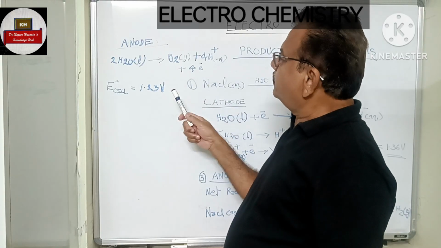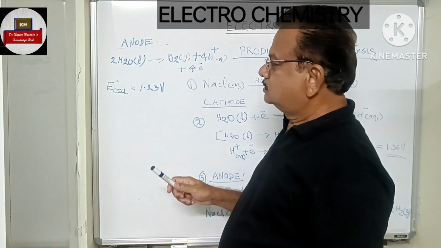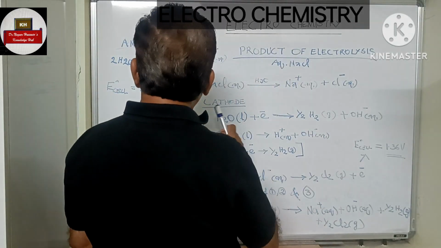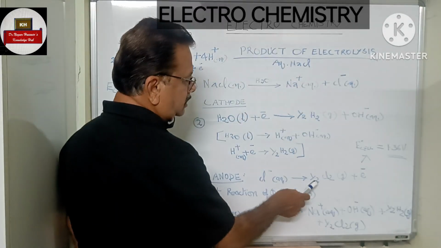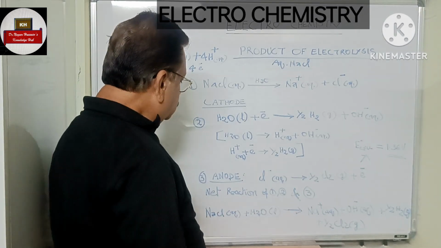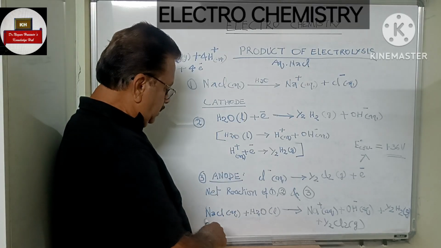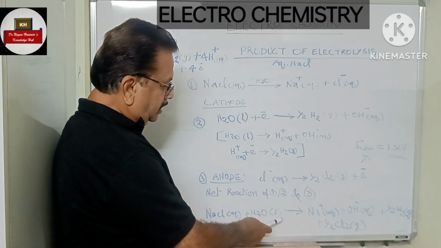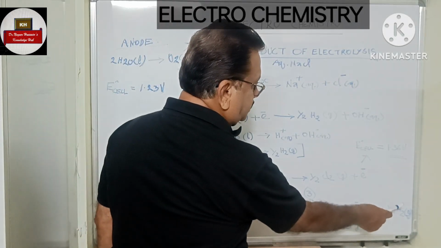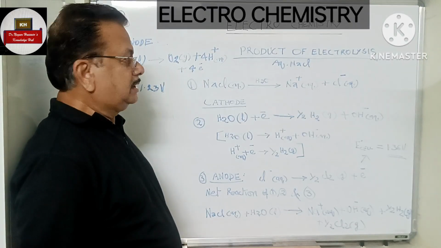E0 cell of this reaction is 1.23 volt. But this reaction will not happen because of the overpotential of oxygen. So this will not happen. Only this reaction, chloride giving chlorine gas and electron. So the net reaction, if you add 1, 2 and 3, you get NaCl aqueous plus H2O liquid giving Na+ aqueous plus OH- aqueous plus half hydrogen gas plus half chlorine gas. Hope you understood this.